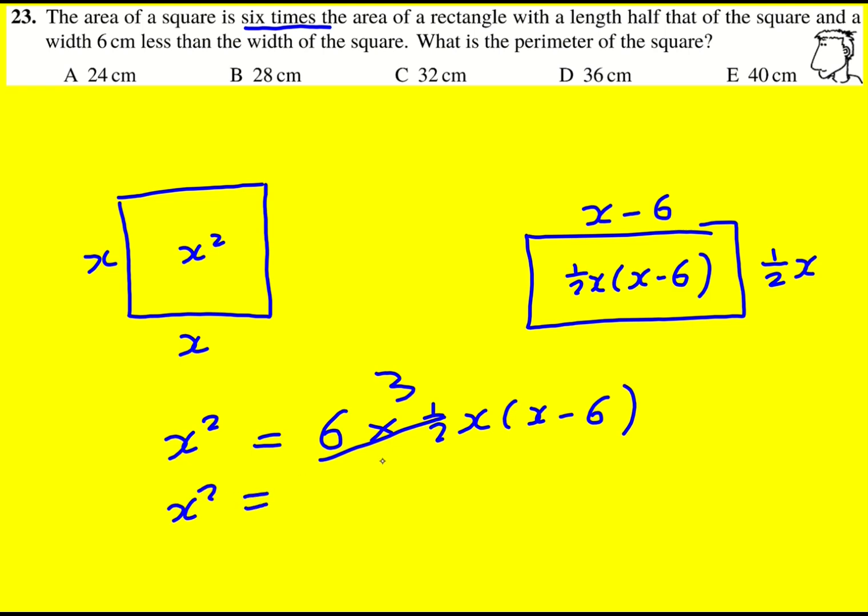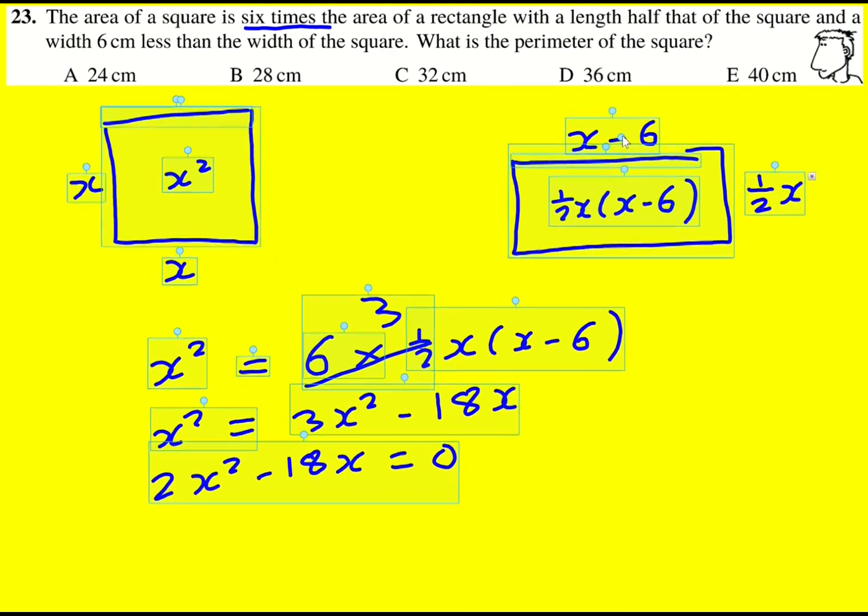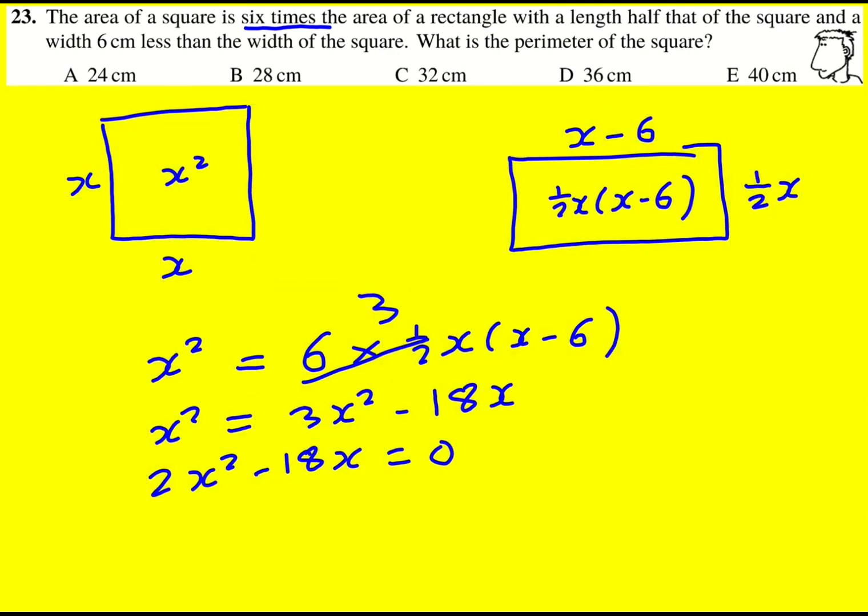Right, let's keep going with this algebraically then. x squared is going to be 3x squared minus 18x. I can minus x squared from both sides to give me 2x squared minus 18x is equal to 0. That's good. So we're trying to solve what is actually a quadratic equation here, and you may never have seen how to solve these before. So here I'm going to show you if you're not sure. We can divide through by a common factor of 2, or you could factorize it out, but it's just a bit easier to divide it. So x squared minus 9x is equal to 0.